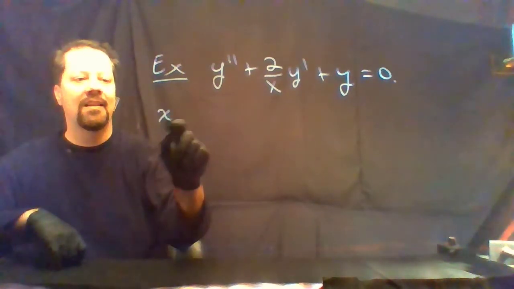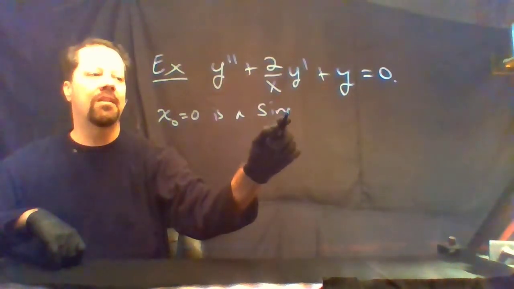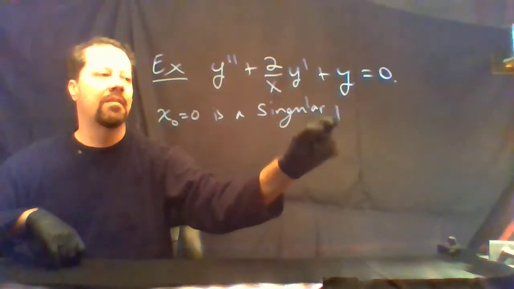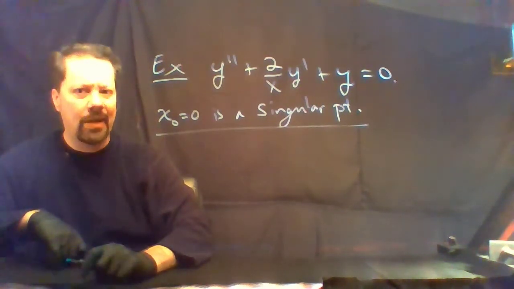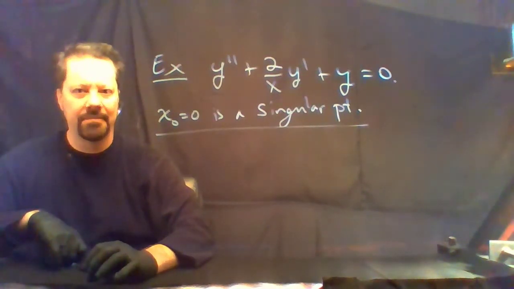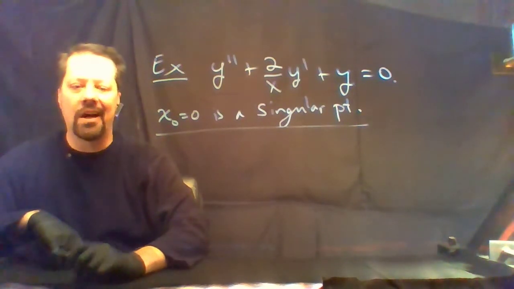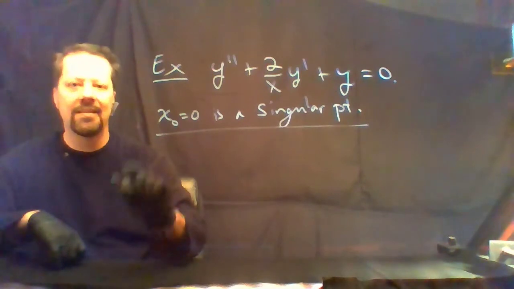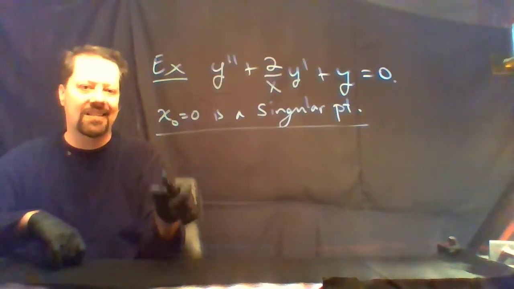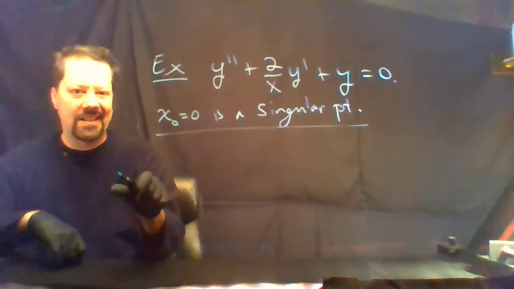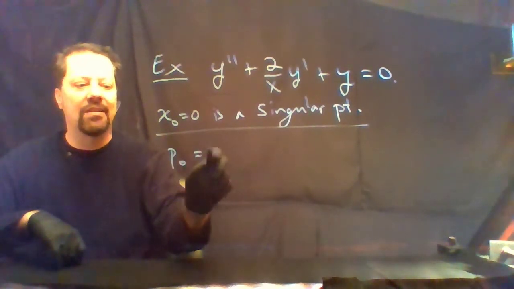We see that x naught equals 0 is a singular point. Is it a regular singular point? Provided those numbers p naught and q naught are finite real numbers, that means we will be able to patch the holes by multiplying by x minus x naught onto p and x minus x naught squared onto q. All we have to do is calculate p naught and q naught.